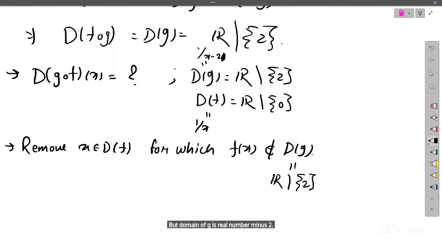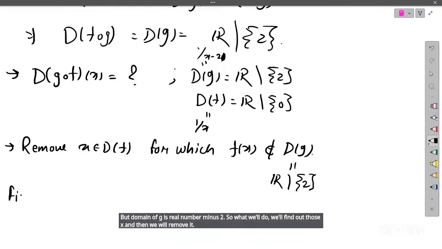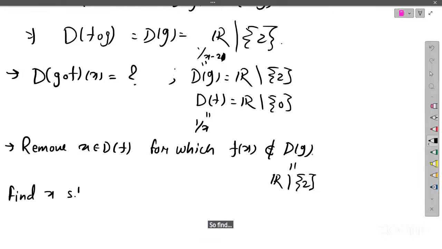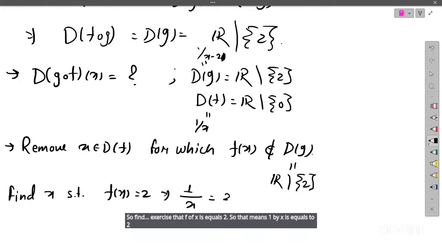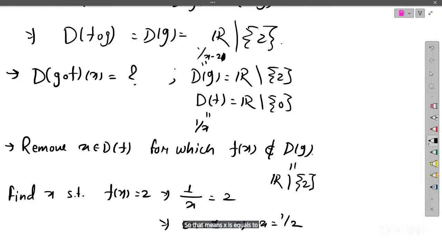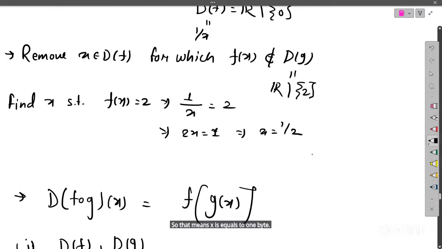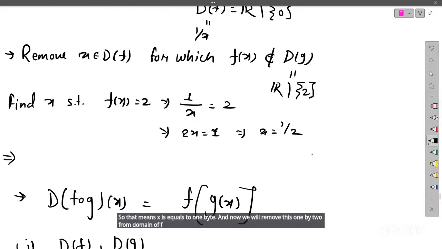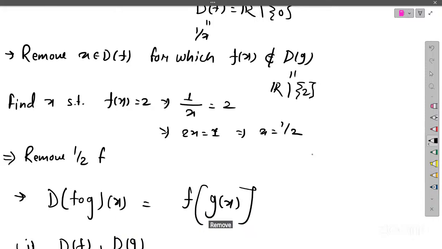So we'll find those x and then remove them. Find x such that f of x is equal to 2. That means 1 by x is equal to 2, right? So 2x is equal to 1, so x is equal to 1 by 2. And now we will remove this 1 by 2 from the domain of f. So this implies remove 1 by 2 from the domain of f.